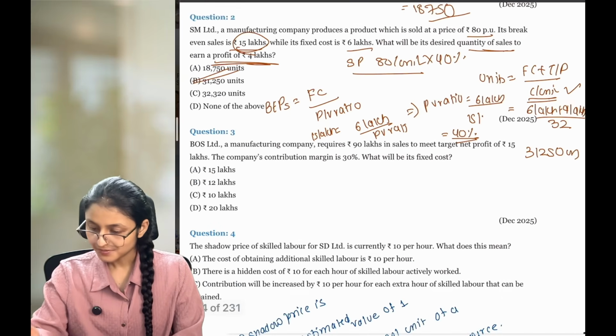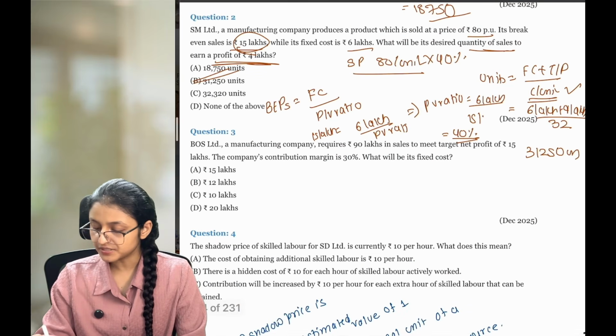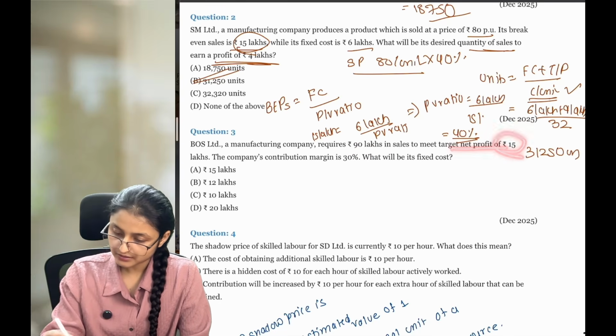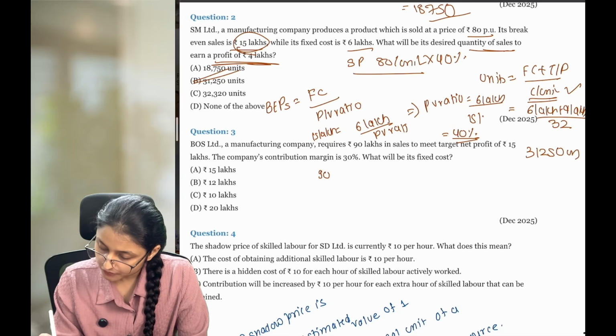Okay. Next, Boss Limited, a manufacturing company, requires 90 lakh in sales to meet a target profit of 15 lakh. So to earn a profit of 15 lakh, we have to do sales of 90 lakhs.